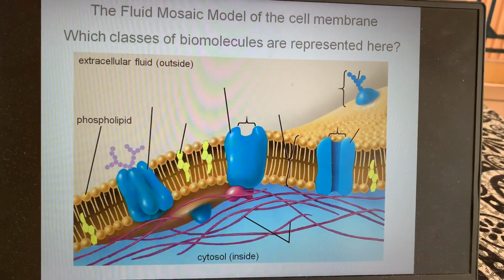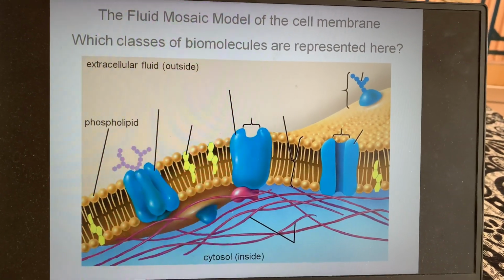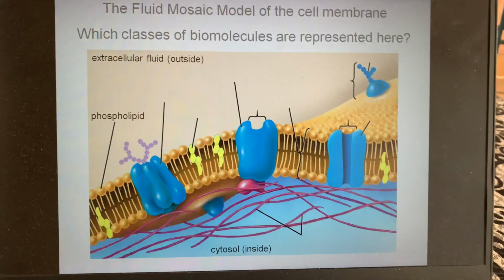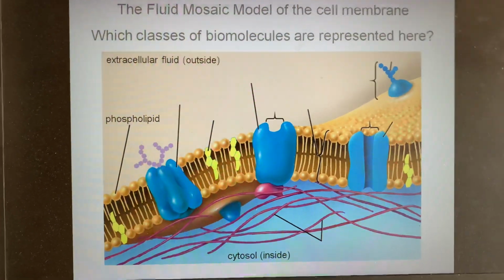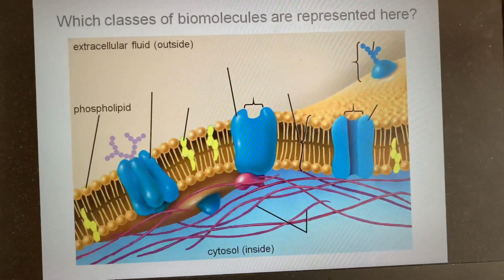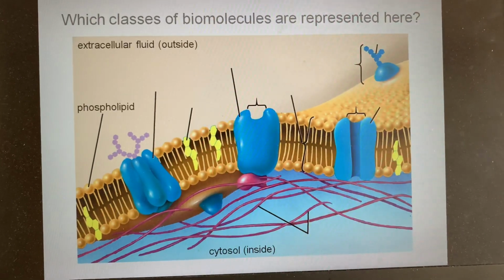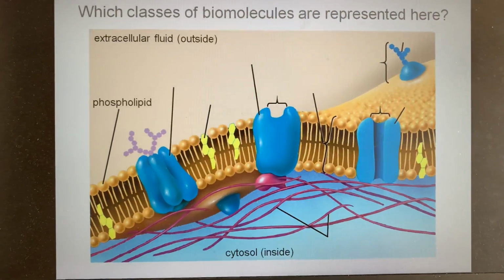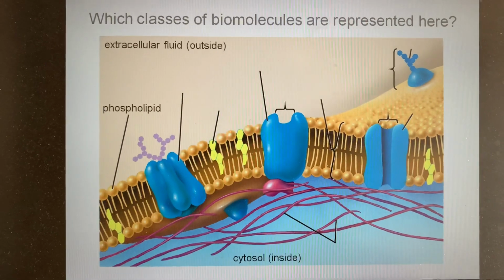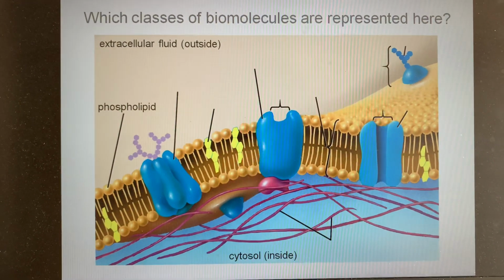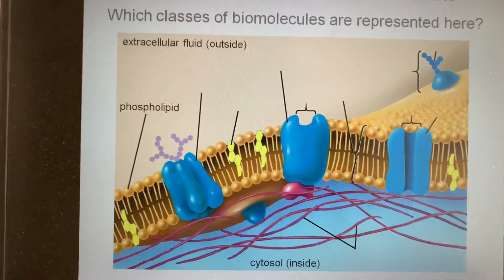Well, we were talking about the fluid mosaic model of the cell membrane, and we were identifying the types of molecules which assemble together to constitute the complete cell membrane.